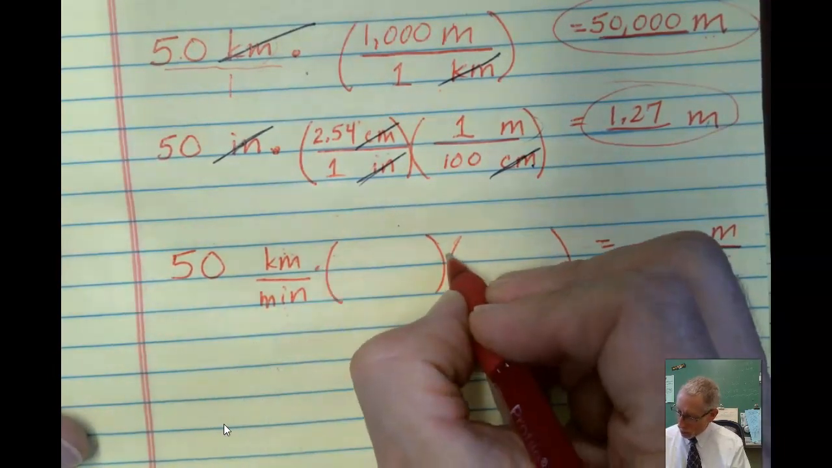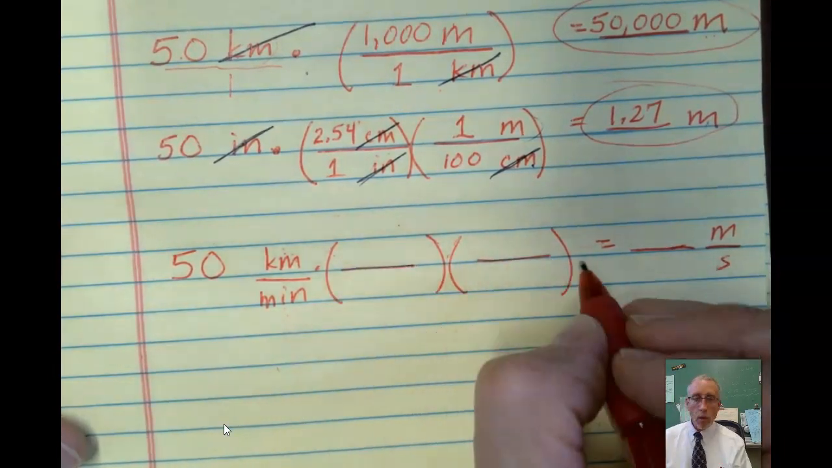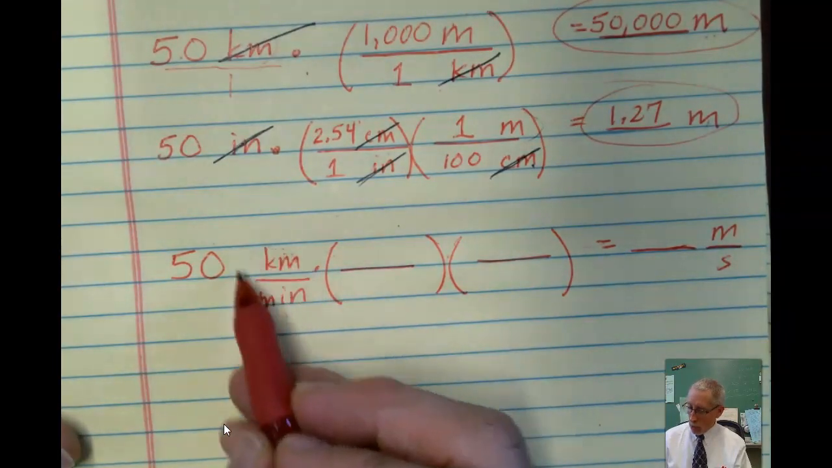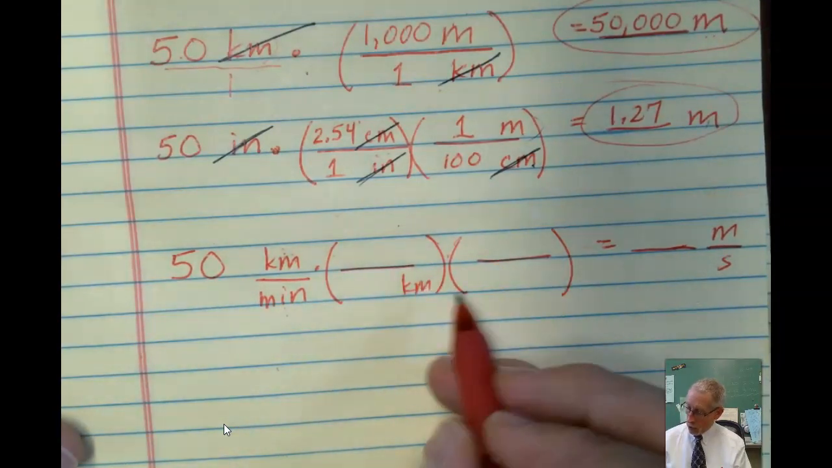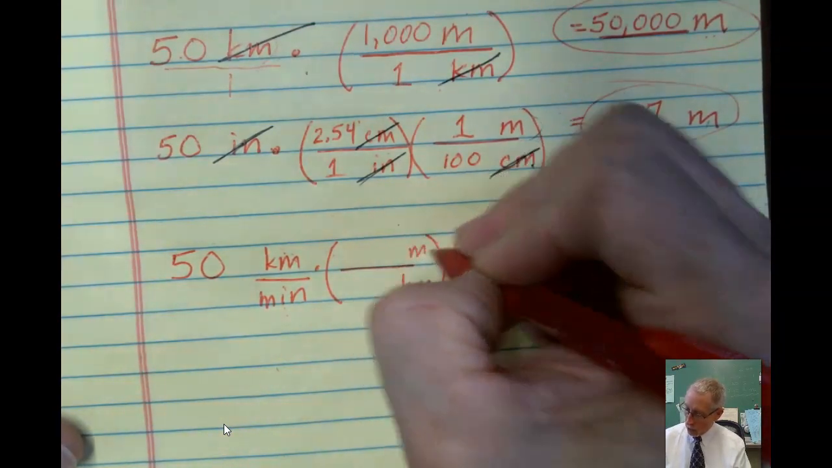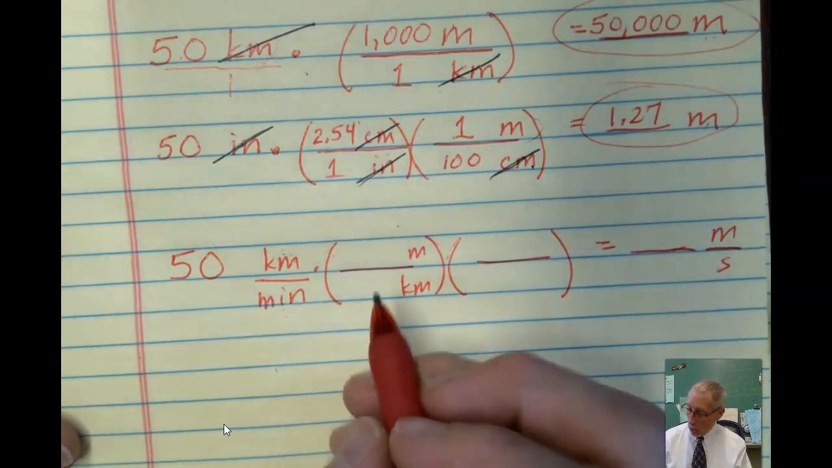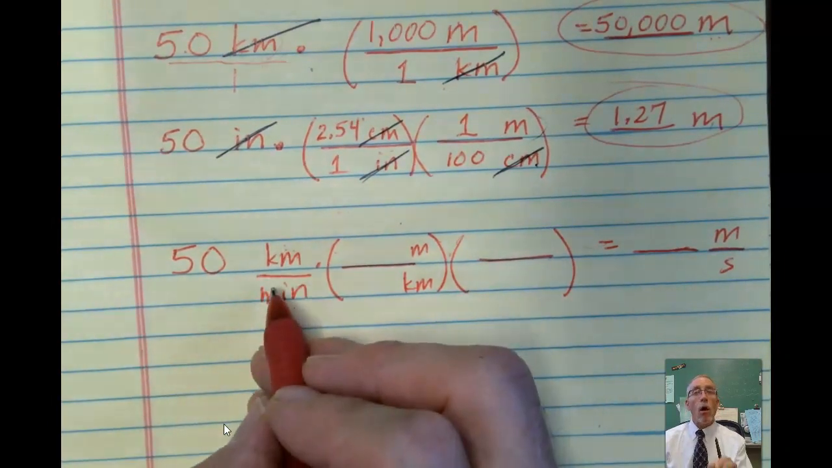Again, just straight up multiplication here. Set up the units ahead of time. Notice I want to get rid of kilometers that's on the top, so I put it on the bottom. And I want to turn it into meters on top, so I'll put that there. I want to get rid of minutes, which is on the bottom.